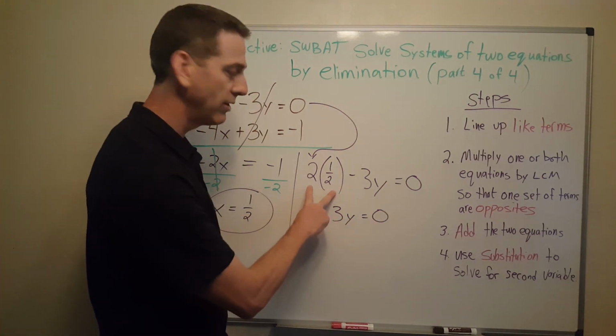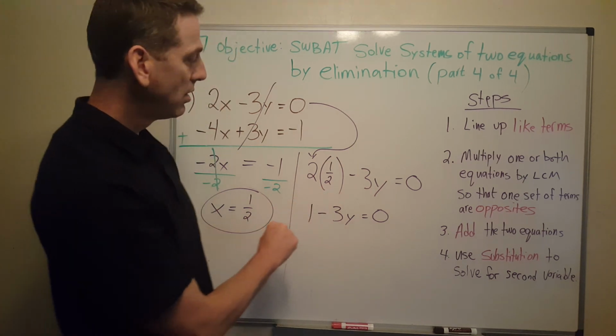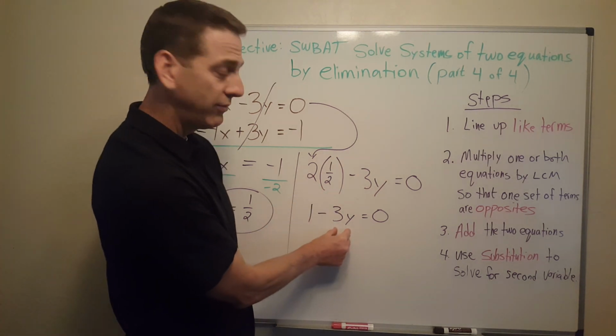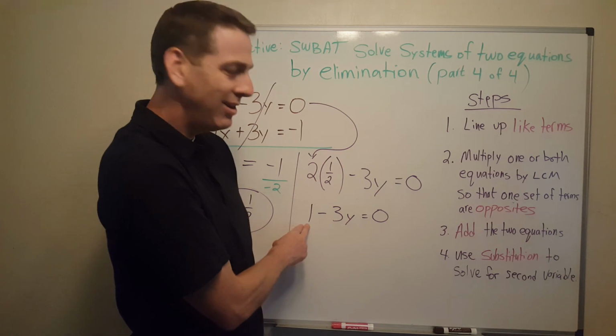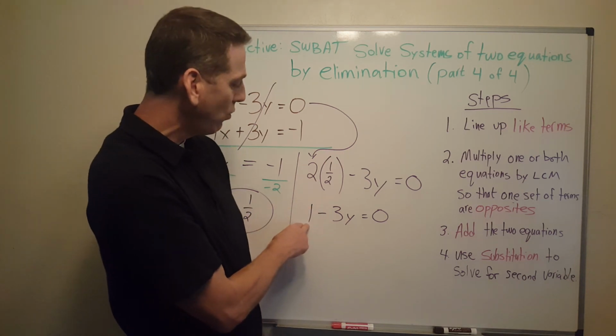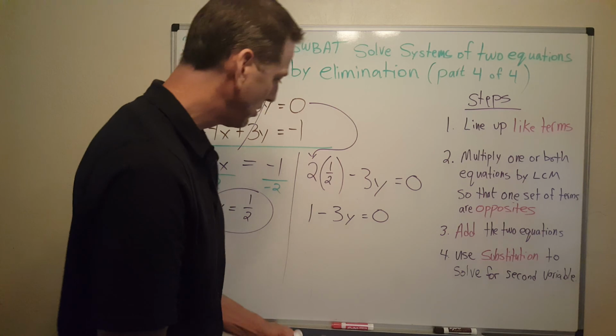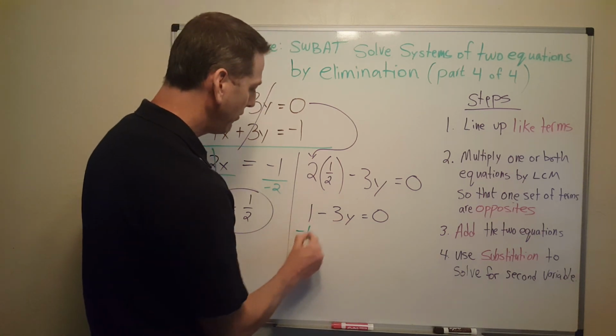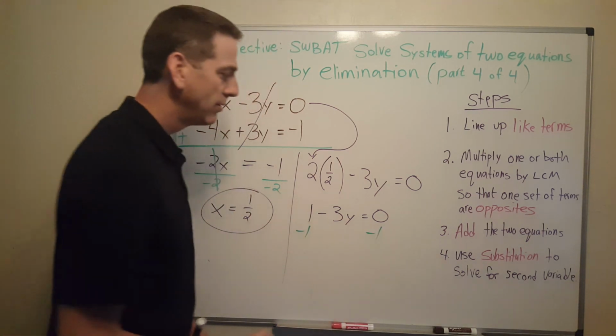Right? I just evaluated this right here, multiplied this. Okay, so I want to get y by itself. That means I need to use my addition principle. I need to get rid of this 1. I need to add its opposite. So I'm going to get rid of that 1 by subtracting 1.